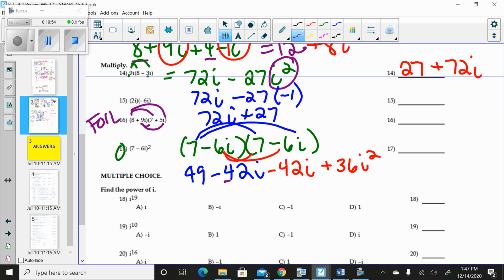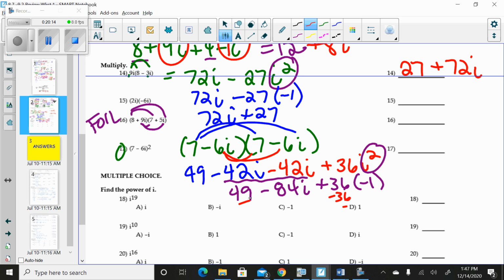Okay, like terms time. So put together your i's. So 49 minus what, 84i? And then we have this plus 36i squared. But again, what's i squared? -1. That's actually a numerical value. That's -36. So anytime you see an i squared, think -1. Now I can put it together with that 49 to get my final answer here. So 49 minus 36 would put me at 13, and then minus that 84i.